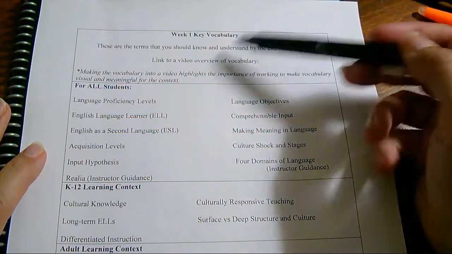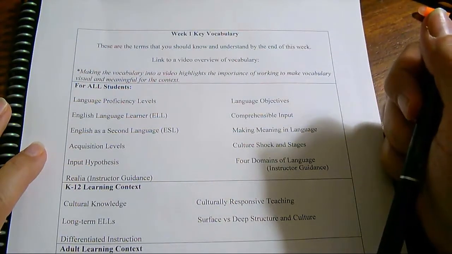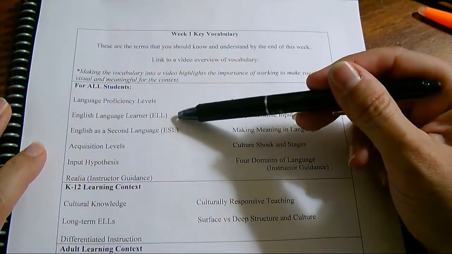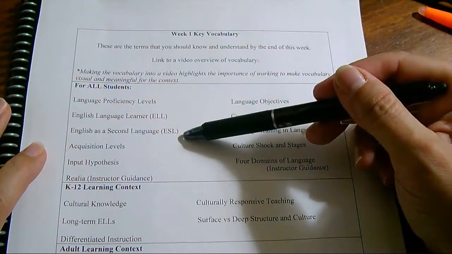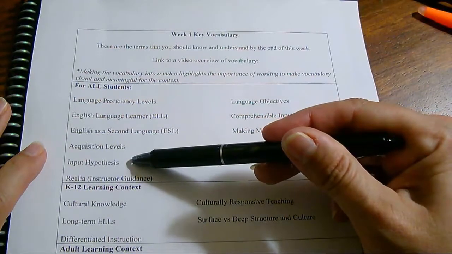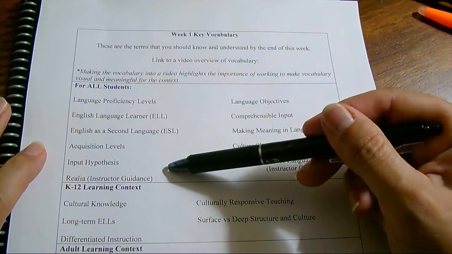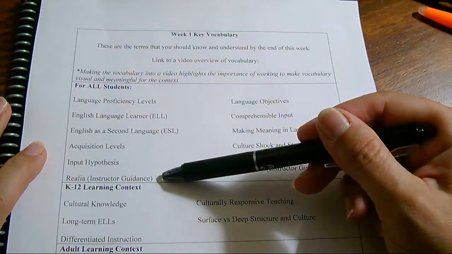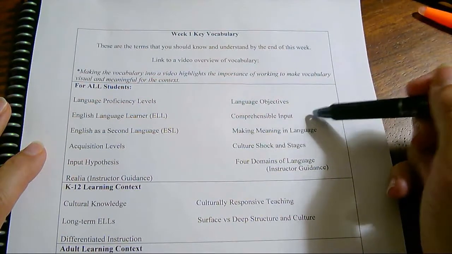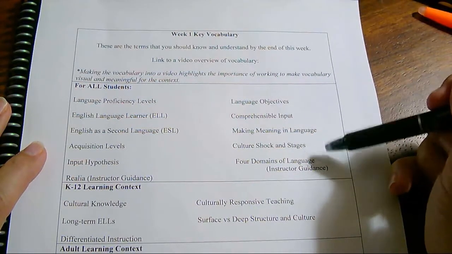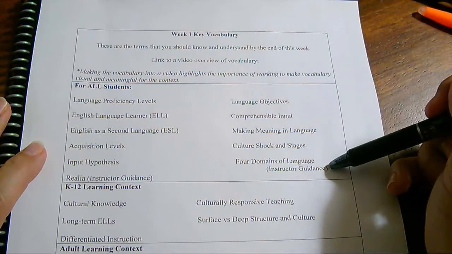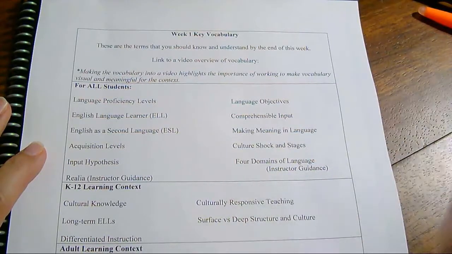Hi! In week 1 we have several vocabulary words to learn. We're going to start with language proficiency levels, English language learner, English as a second language, acquisition levels, input hypothesis, realia, which you will learn more about in the instructor guidance, language objectives, comprehensible input, making meaning in language, culture shock and stages, and the 4 domains of language, which you will also read more about in the instructor guidance.